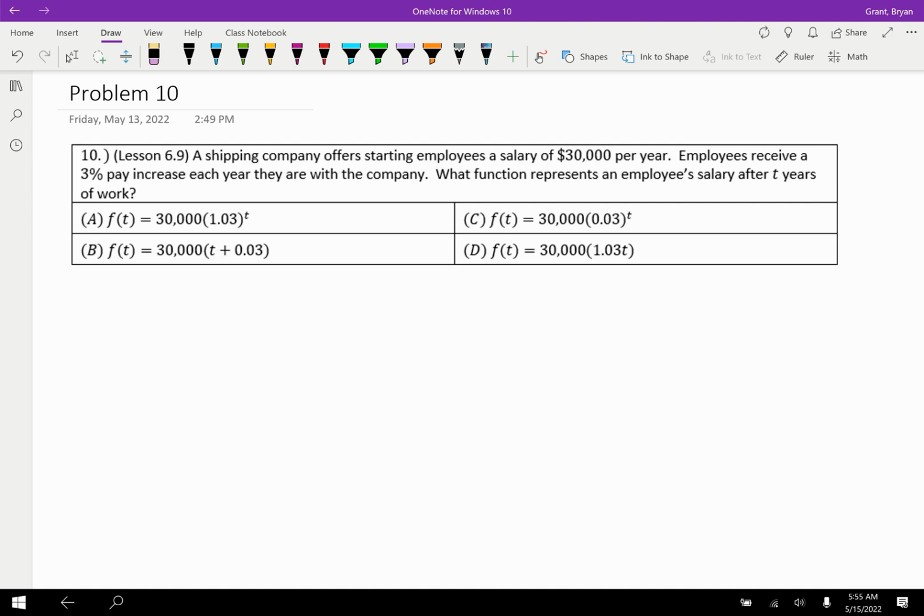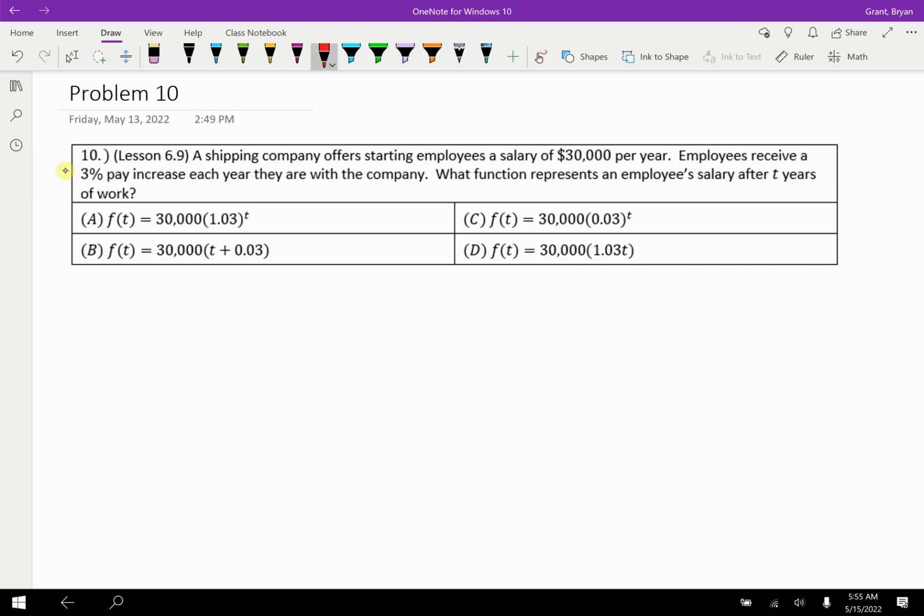We have a shipping company and it's offering starting employees a salary of $30,000 per year. I think that's honestly pretty low these days, pretty hard to live off of. However, it's a good salary. It's better than zero. Employees receive a 3% pay increase each year they're with the company. Now that's pretty cool. Which function represents an employee's salary after t years of work?